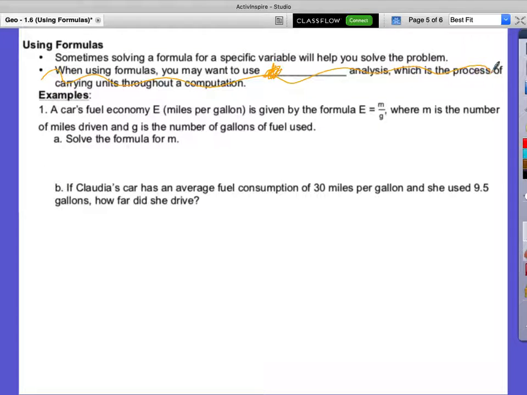Okay, a car's fuel economy. You might hear it called the mileage of a car. Capital E in miles per gallon is given by the formula E is equal to M over G, where M is the number of miles driven and G is the number of gallons of fuel used. I use this to find my mileage all the time. Every time I fill up, I figure out what kind of fuel economy I'm getting in my car. It's a good way to stay updated on whether my car is having troubles, and try and catch them early.